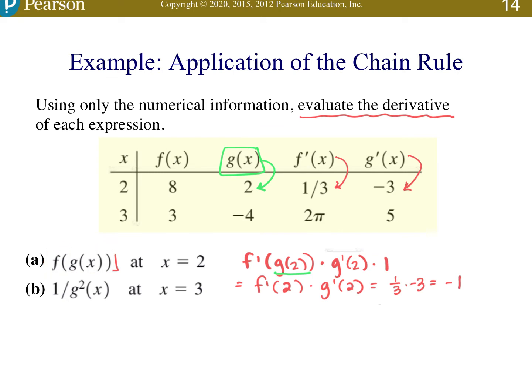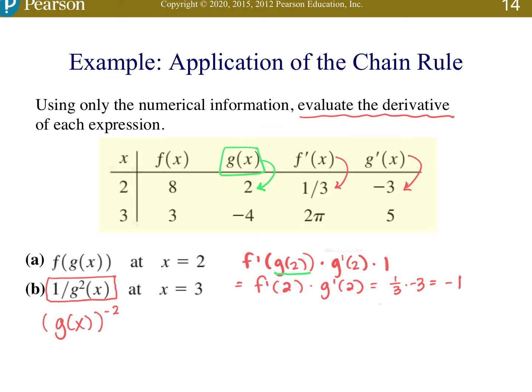Okay, let's do part B. Part B says we want to find the derivative of this function. Now the first thing that might jump out at you is to say, oh, maybe I should try the quotient rule on that. But I might suggest that there's another way to write that. Instead of a quotient, the fraction 1 over g of x, consider it as g of x raised to the -2 power.